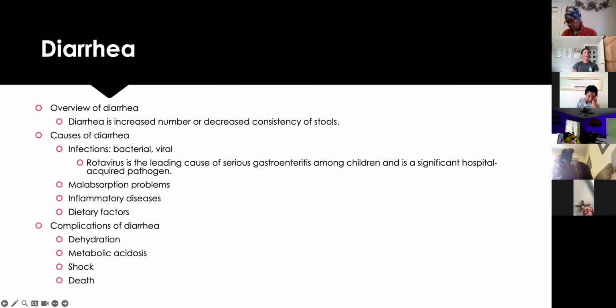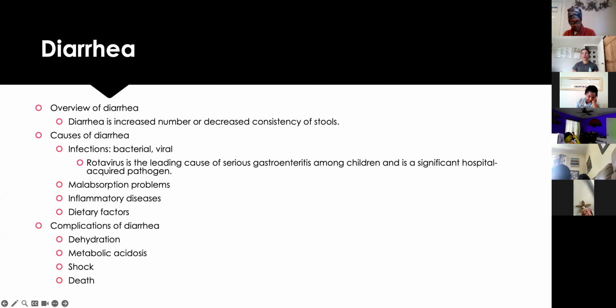We talked about diarrhea in our GI section, so we know that's an increased number and decreased consistency of our stools. Can either be caused by a bacterial or viral infection. Rotavirus is going to be one of those viral causes for gastroenteritis and often requires hospitalization. We can also have malabsorption problems that cause diarrhea, as well as inflammatory diseases and dietary factors. So if we introduce something that the child's not able to tolerate, one of those signs can be diarrhea.